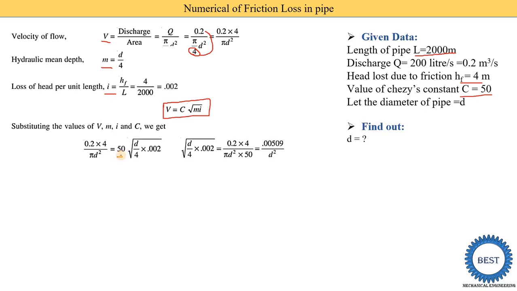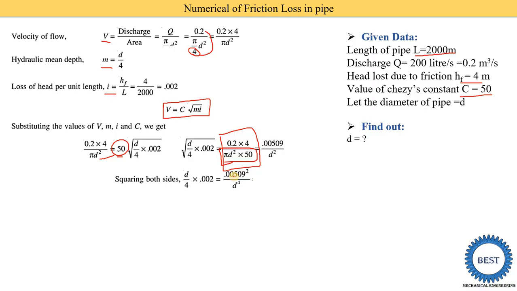So first, we take this 50 to the left side, so it is multiplied with pi d square. This step is as it is, under root of d by 4 into 0.002. Just we took 50 to the left side, so it comes in multiplication with pi d square into 50. Then we solve this equation, 0.2 into 4 divided by 50 and divided by pi, we get this answer: 0.00509 divided by d square.